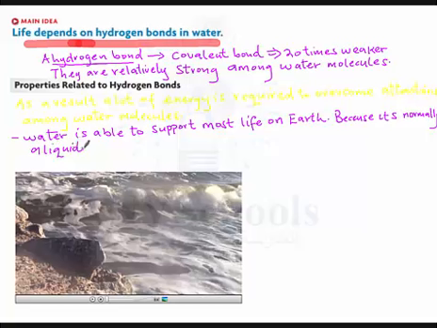Imagine if all the water in our bodies froze. If the water freezes, then we are going to be in trouble because we will also freeze to death. One of the very specific characteristics of water is that it has a high specific heat capacity.